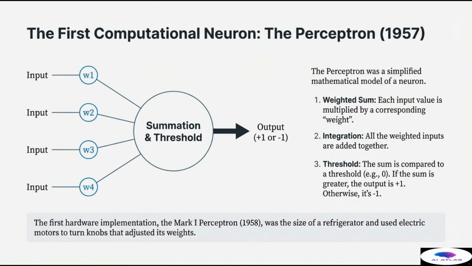This means the perceptron is fundamentally a binary classifier, used to separate data into two classes. The historical implementation of this idea is fascinating. The first hardware version, the Mark I Perceptron in 1958, was literally the size of a refrigerator and used physical electric motors to turn knobs that manually adjusted its weights. This early machine demonstrated that learning could be mechanized, even if the math was still quite basic.